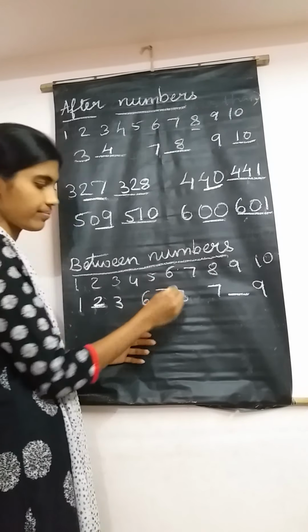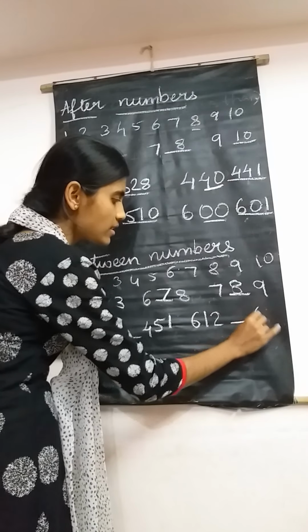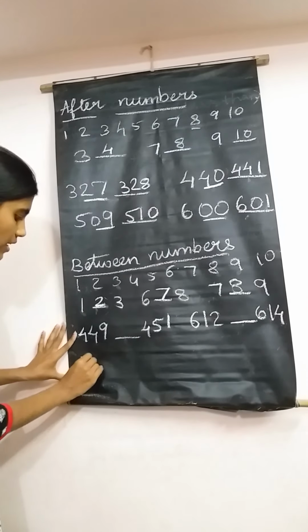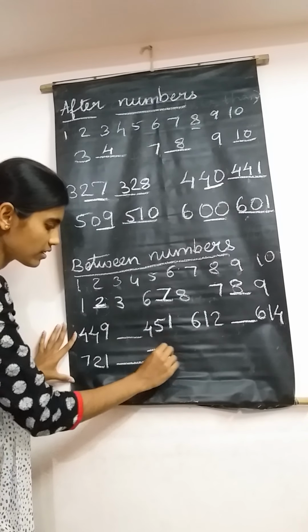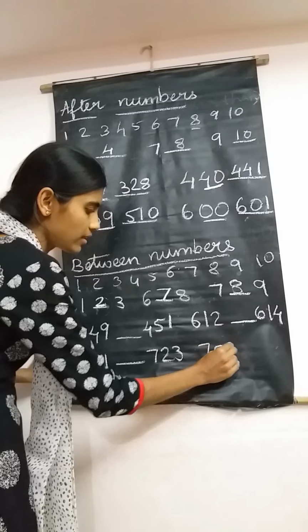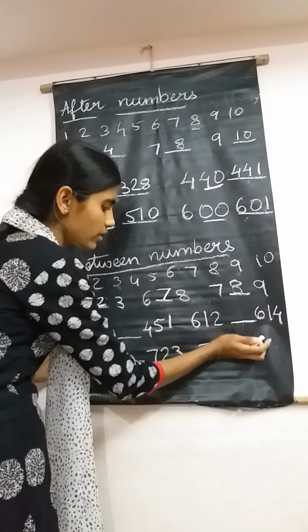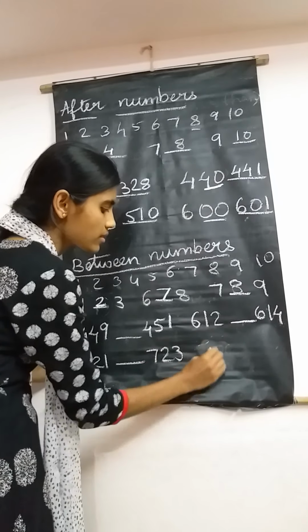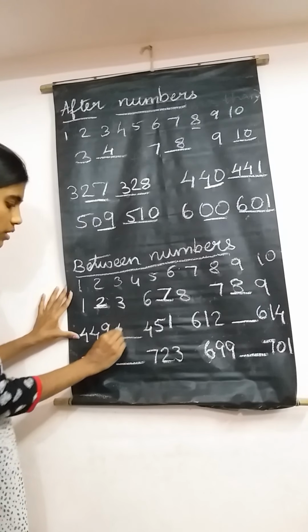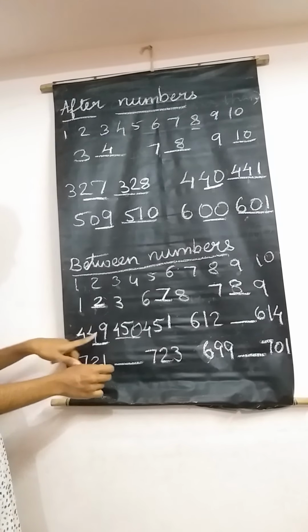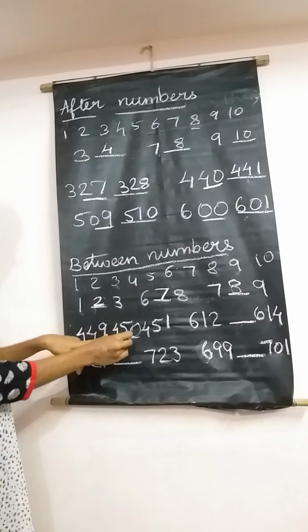449-451. 612-614. 721-723. 699-701. Let us do this. Underline these 2 digits, 49. So after 49, what comes? 50. So write 450. So 450 comes between 449 and 451.